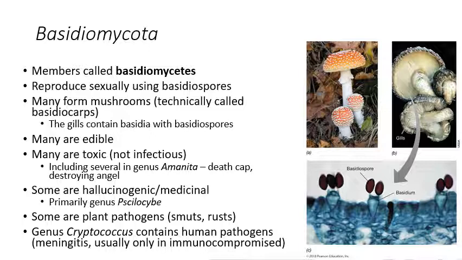And then finally, you have the genus Cryptococcus that has human pathogens that can cause meningitis. Again, usually just in immunocompromised people. Actually, those fungi in Cryptococcus can infect people with an intact immune system as well, but they would usually just stay in the lungs and not move to the brain, where they could cause meningitis.